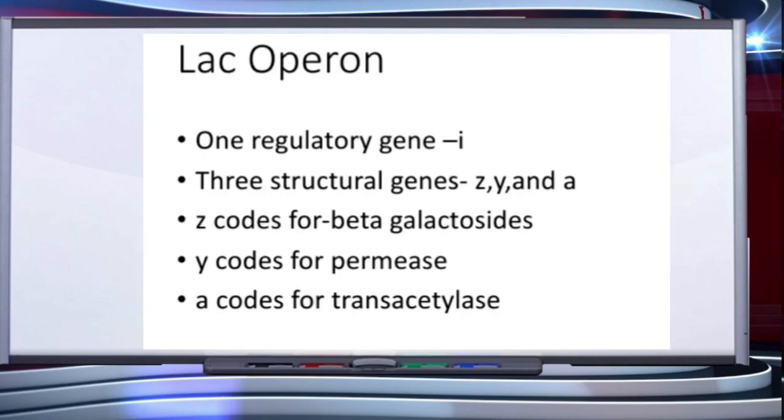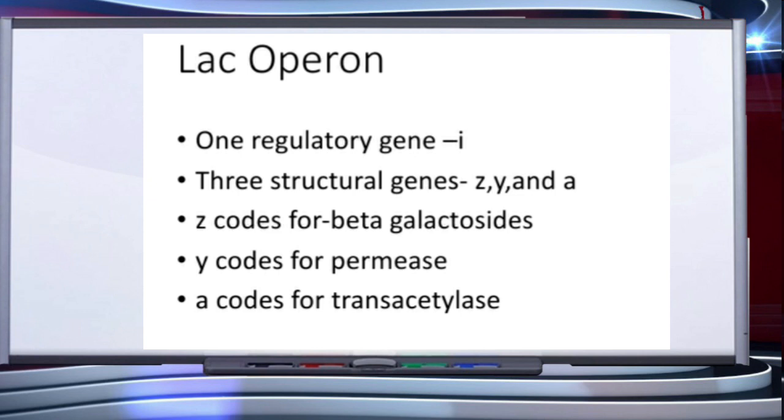Now let's talk about Lac operon. The Lac operon consists of one regulatory gene, that is I, and three structural genes Z, Y and A. Here, the term I does not refer to inducer, rather it is derived from the word inhibitor. And three structural genes Z, Y and A.